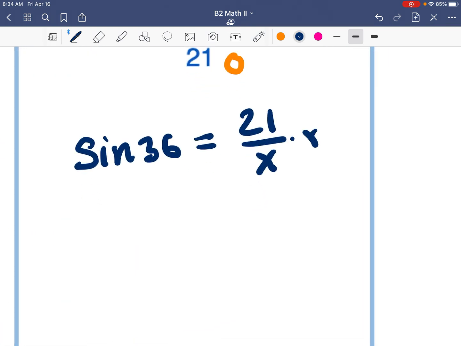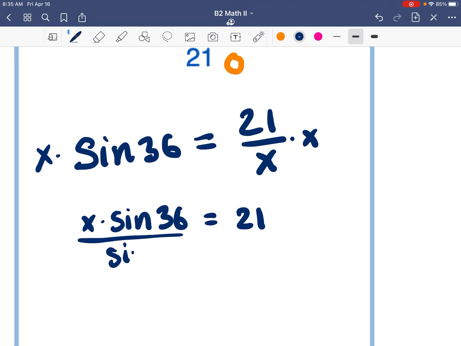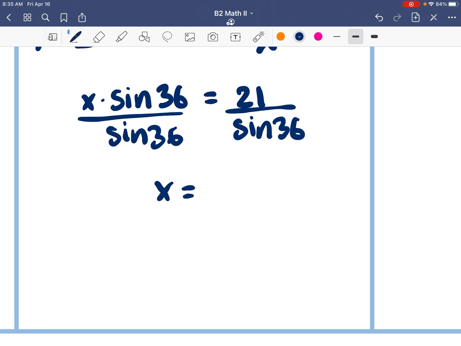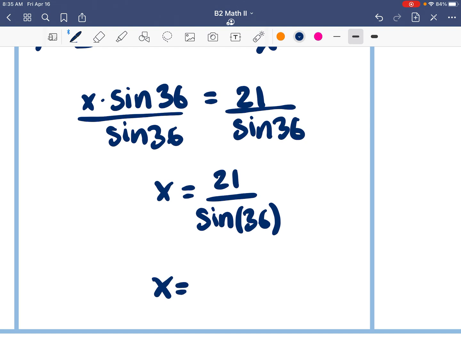So again, the x is in the denominator, so I'm going to multiply by x on both sides, and we'll have x times sine of 36 equals 21, and then we're going to divide by all of this stuff. And then we'll get x is equal to 21 over sine of 36, which is, in your calculator, 21 divided by sine of 36, 35.73.